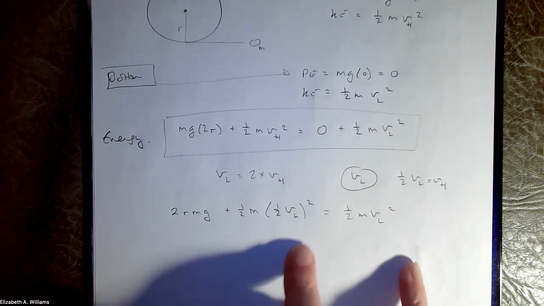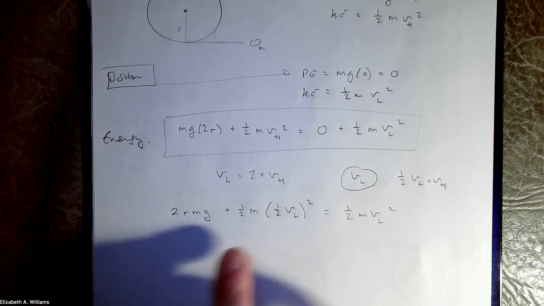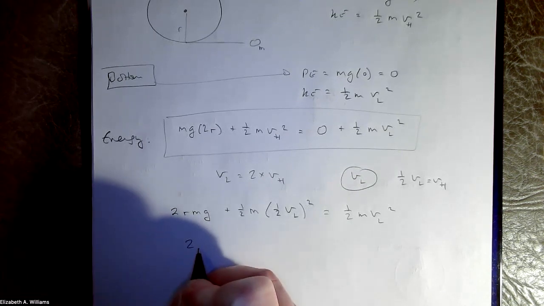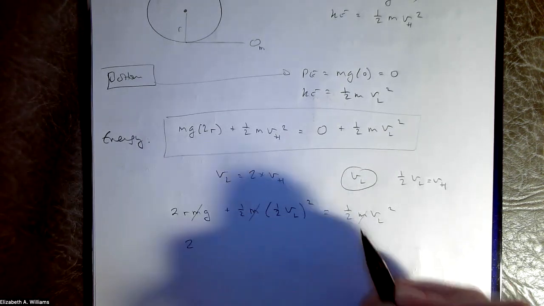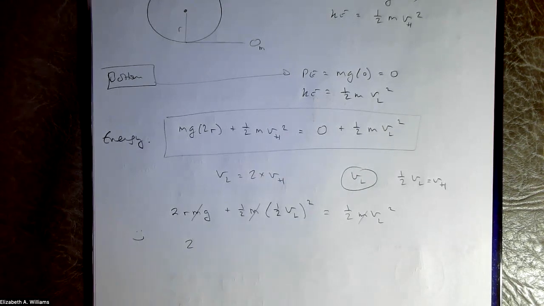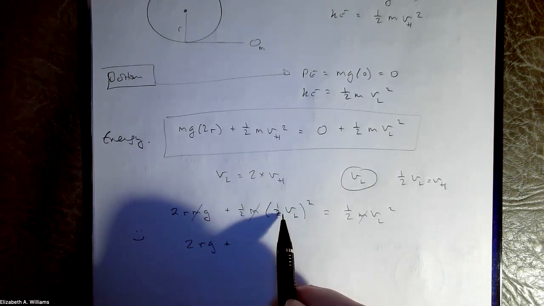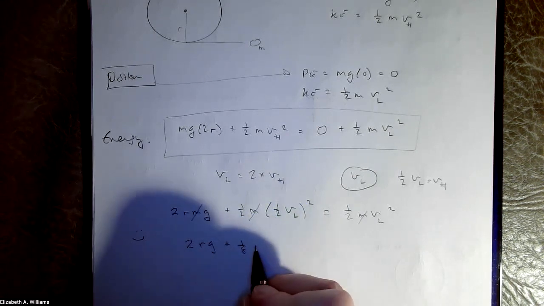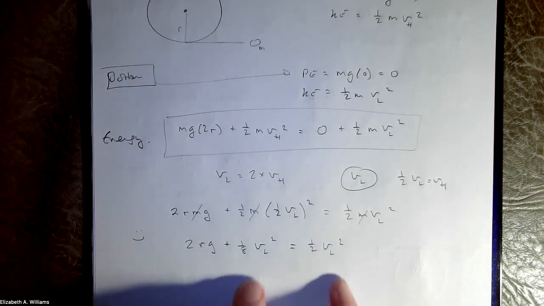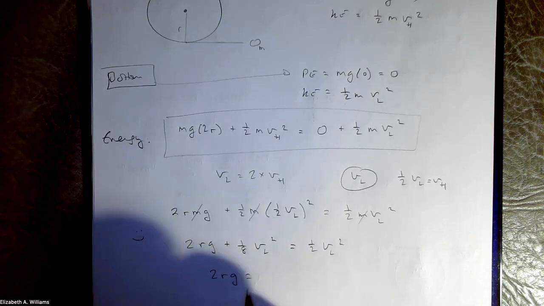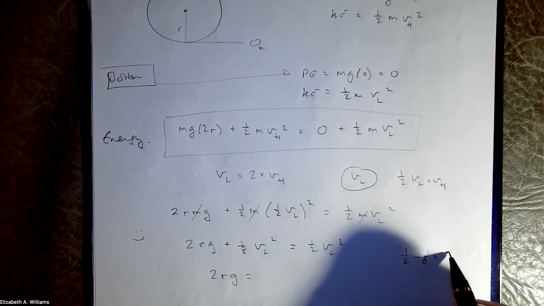Okay, we're going to solve for VL. I'm going to multiply that out, then start collecting like terms and dividing by coefficients. I see that mass is going to cancel out, which is quite nice. Oftentimes mass does. So 2rg plus a half squared, which is a quarter, times another half, is an eighth. So an eighth VL squared equals half VL squared. I'm going to subtract an eighth from both sides. 2rg equals a half minus an eighth, which is 4/8 minus 1/8, so 3/8.